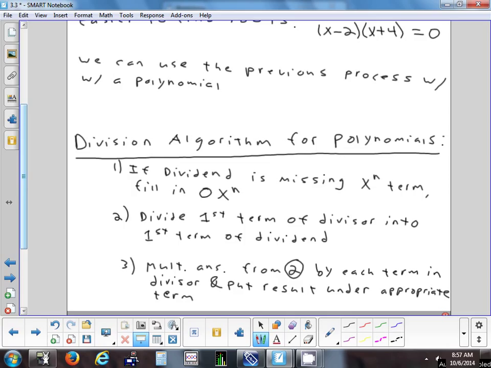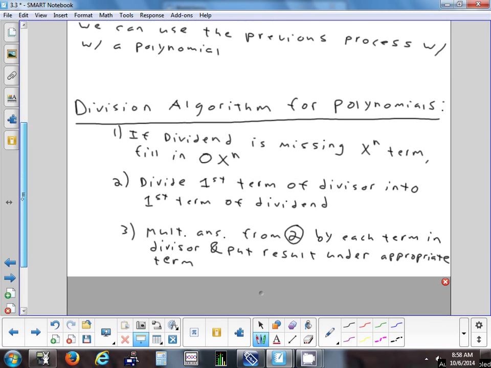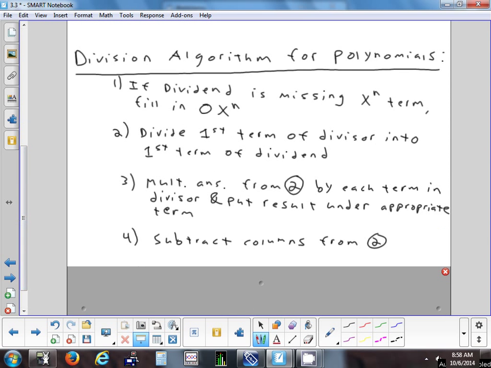This is where, if you didn't fill in zeros for the terms you were missing, you're not going to be able to line up like terms. That's why we had to do that. Okay, once we do that, step 4 is going to be to subtract the columns from, let's see, that's actually going to be from step 3.